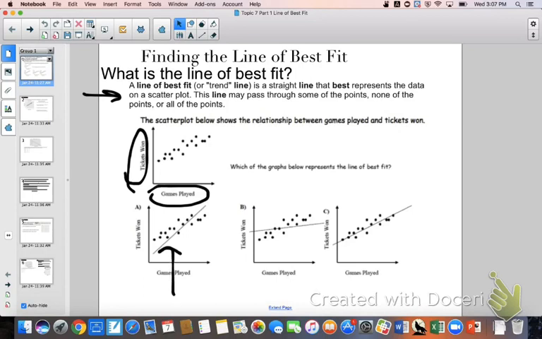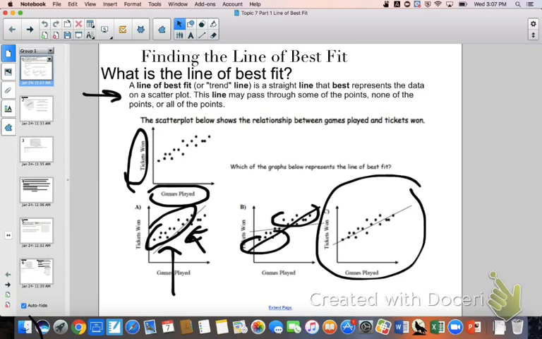If we look at this first one, you have a lot of points above and not as many points below. With this one, again, a lot of points above, some points below, but it's not taking the general turn that the points are taking. Whereas this one right here, that line goes in the general direction that the points are headed. You've got a few points above, a few points below, but that line is a pretty good representation. That is a line of best fit.